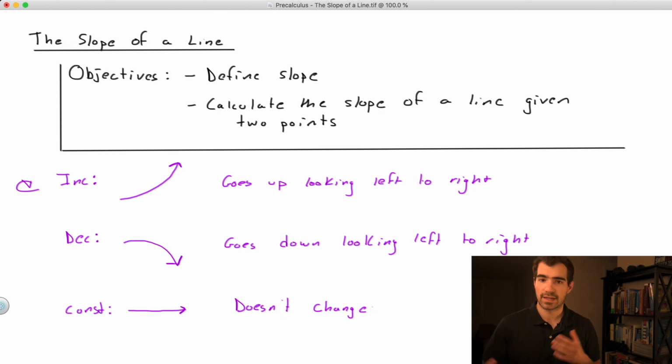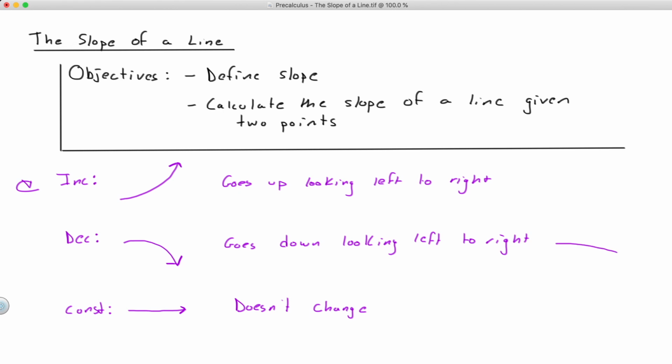But this only tells part of the story too, right? There's a lot more nuance that can be discussed here as well. Is this kind of increasing function the same as this kind of increasing function? There's some level of steepness that we want to account for there too. Or is this type of decreasing function the same as this type of decreasing function?